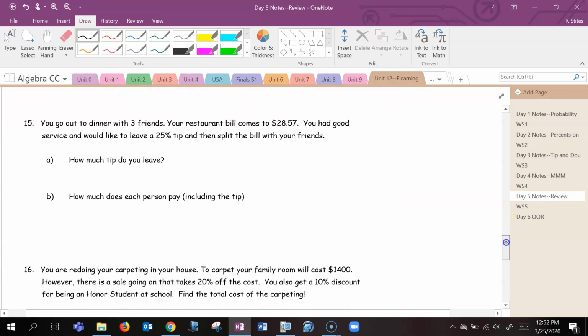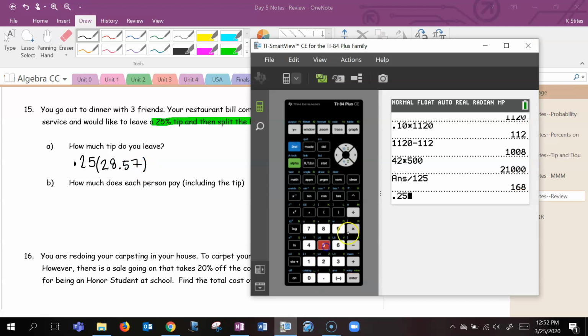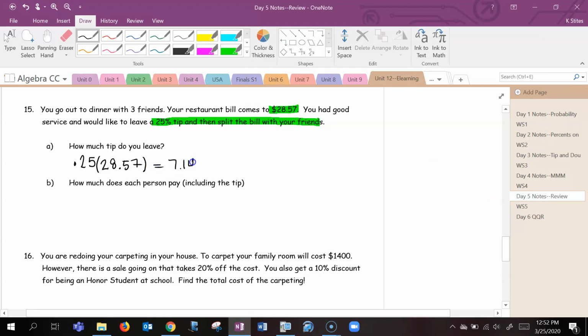All right, next. You go out to dinner with 3 friends. Your restaurant bill comes to $28.57. You had good service and would like to leave a 25% tip and then split the bill with your friends. How much tip do you leave? Well, we are going to leave a 25% tip, so that is 0.25, and then we'll multiply times our total here, similar to what we did with our pie chart on the previous page. All right, and that will be $7.14. So that's the tip we're leaving.